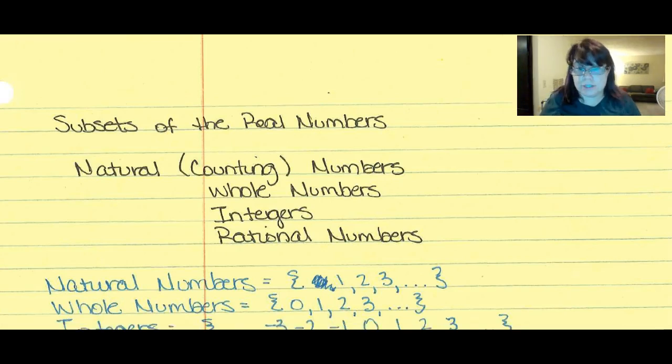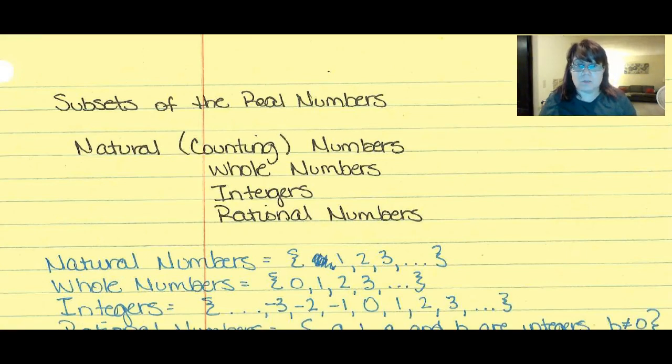The integers are the group that consists of 0, 1, 2, 3, so on and so forth, but it also consists of negative 1, negative 2, negative 3. So it's all the negative whole numbers, 0, and all the positive whole numbers.